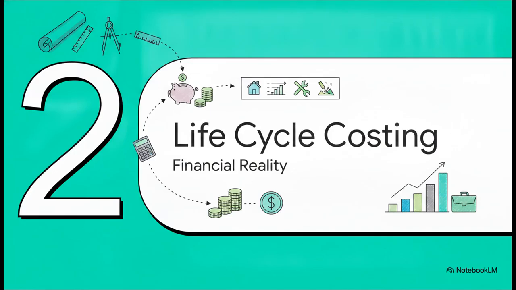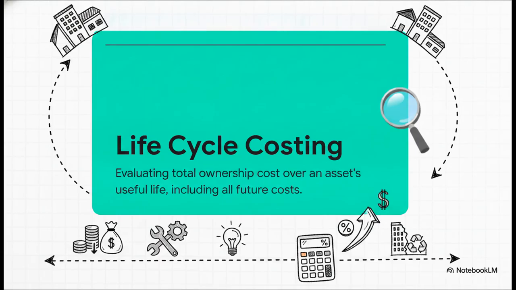Moving on to Part 2, Life Cycle Costing, or LCC. Transitioning from the drawing board, our first method is all about evaluating the total financial reality of an asset. Life cycle costing is essentially a technique for evaluating the total cost of ownership over an asset's entire useful life. We're talking capital, operation, maintenance, and end-of-life costs. The crucial point here is that LCC factors in literally everything from day one to the end of the study period using a specific discount rate formula, rather than just taking a quick glance at the initial sticker price.